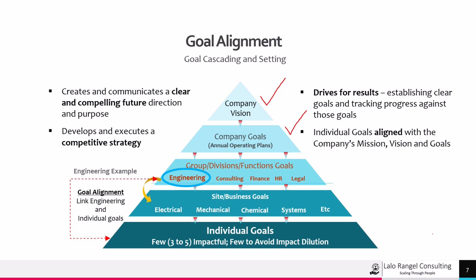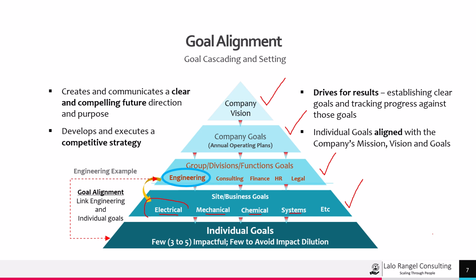Once these company goals are documented, they need to be communicated to the rest of the organization. In this case, I'm going to pick the example of the engineering division. The leader of the engineering division needs to identify and document his or her goals that are going to be aligned to the company goals. And then this leader is going to communicate his or her individual goals to the rest of the leaders of the different businesses that comprise the engineering division.